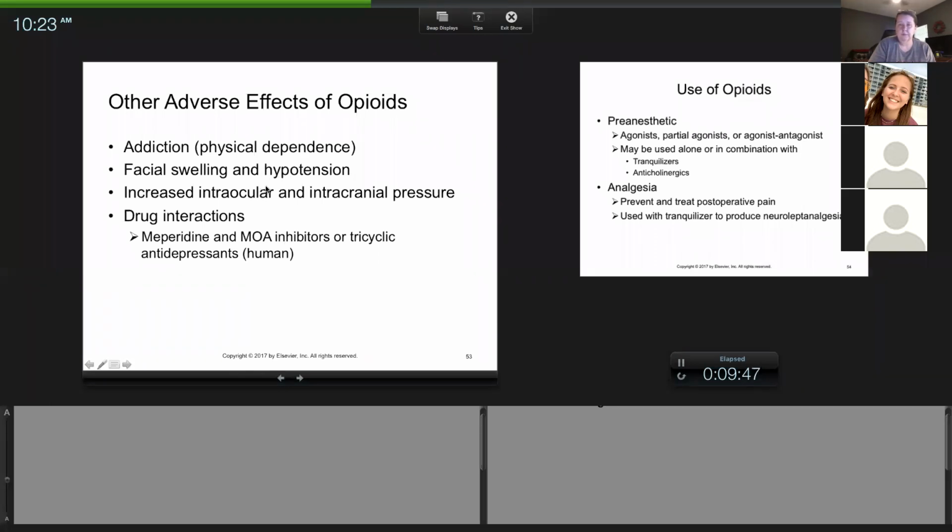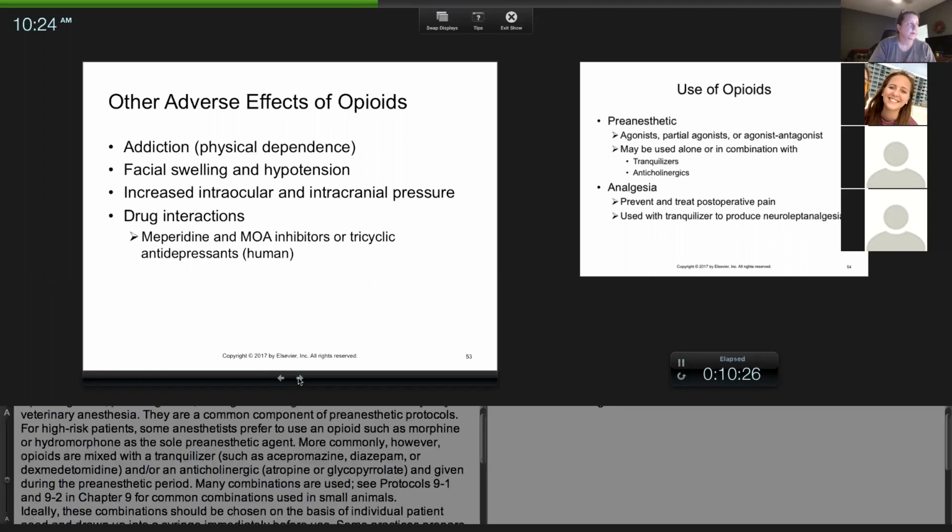If they're on antidepressants or human antidepressants, it can potentiate the effect. So the doctor needs to know what other drugs, if any, the animal is on. A lot of people are using trazodone pre-op, and we have trazodone at the school because we've had some dogs that are kind of kooky. When we had Duke, that big shepherd, he was on trazodone. With dogs like that, you may need to reduce your dose. You may not need as much opioid.